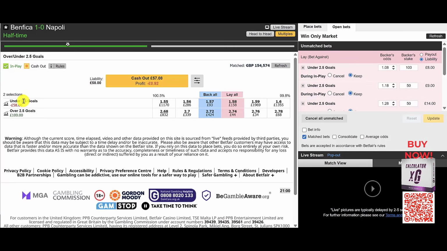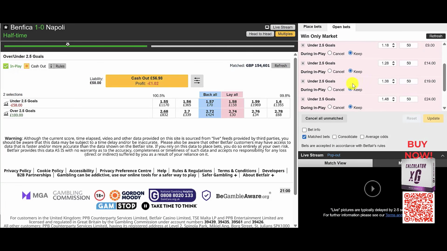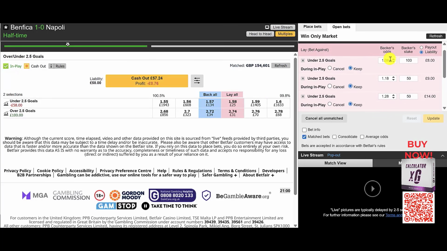We're laying under 2.5 goals, so we're going against the under 2.5 goals market. With time decay, this is going to keep ticking down, as we know. So we've got lay orders there, 1.48, 38, 28, 18, all the way down to 1.08. So let's see what happens. Benfica 1, Napoli 0. The XG numbers are basically telling us Benfica are very, very worthy of their lead. Should probably be 2-0 up. Let's see what happens in the second half.